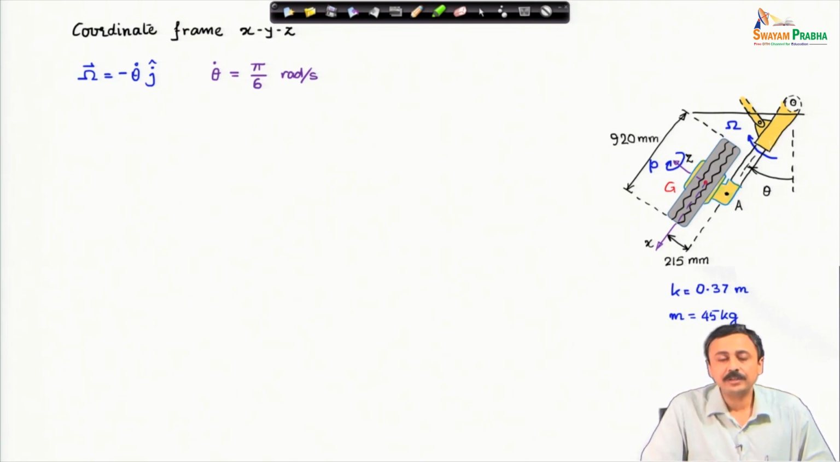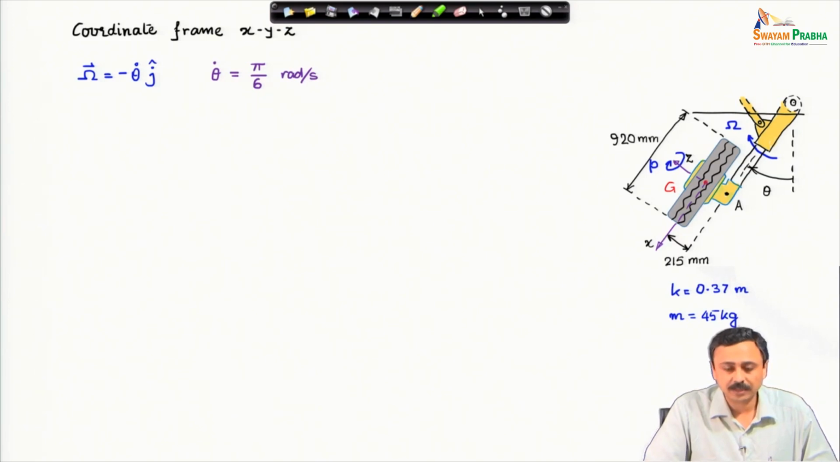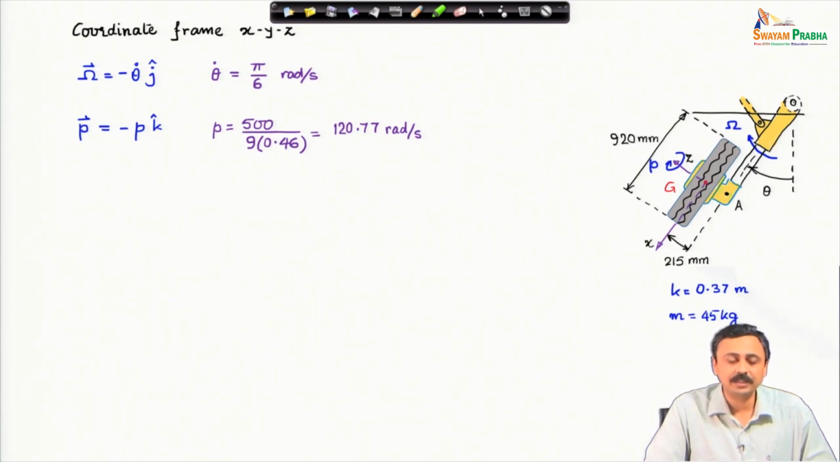Therefore, when it retracts, capital omega is minus theta dot j cap, and theta dot is given as pi by 6 radian per second. It is 30 degree per second, which turns out to be pi by 6 radian per second. All angles must be represented in radian. The spin of the wheel will be represented by this vector p.